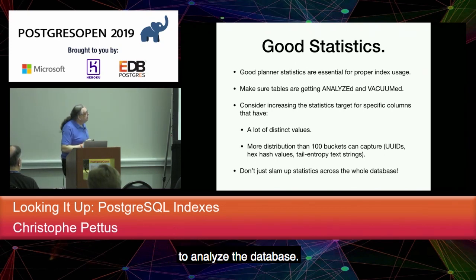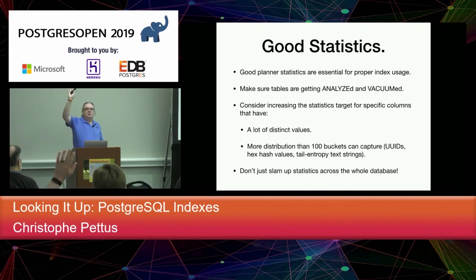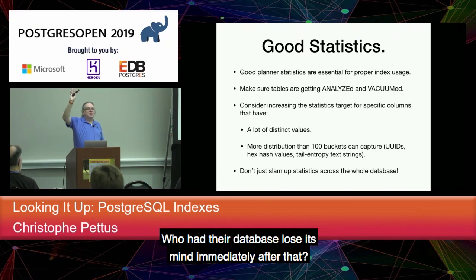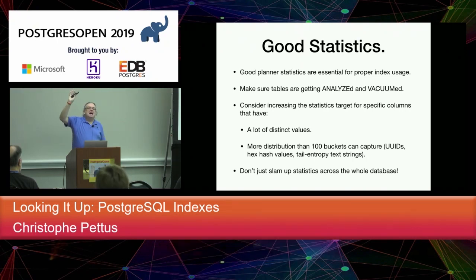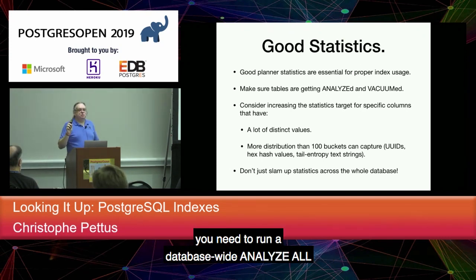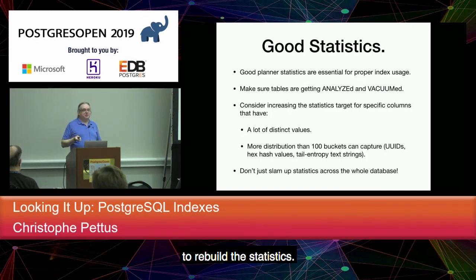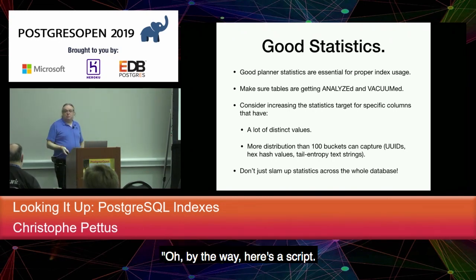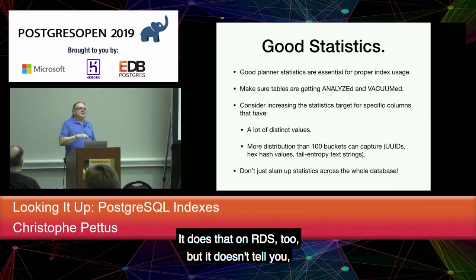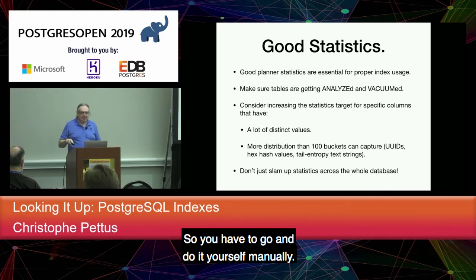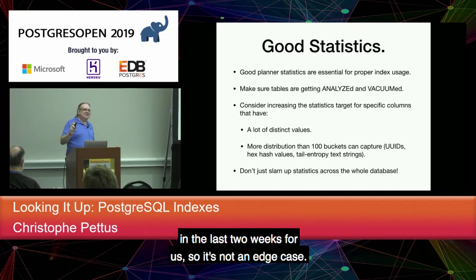So who's on RDS? Who's done a push-button upgrade on RDS from one major version to another? Who had their database lose its mind immediately after that? Right. When you do an upgrade or a restore, you need to run a database-wide ANALYZE to rebuild the statistics. In community Postgres, when you use the pg_upgrade tool, it writes out a little note saying, by the way, here's a script, please run this. It does that on RDS too, but it doesn't tell you and it doesn't let you run the script. So you have to go and do it yourself manually. This has happened for 3 separate clients in the last 2 weeks for us. So it's not an edge case.